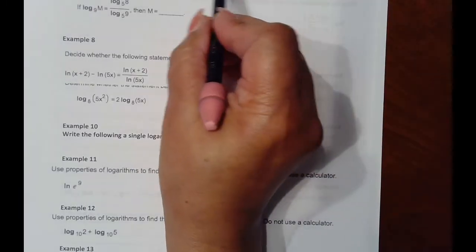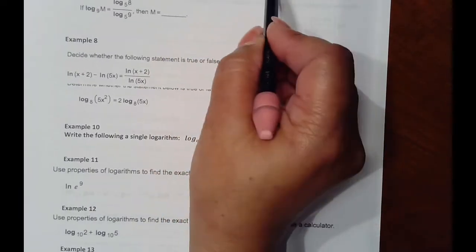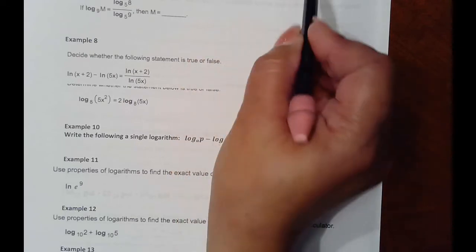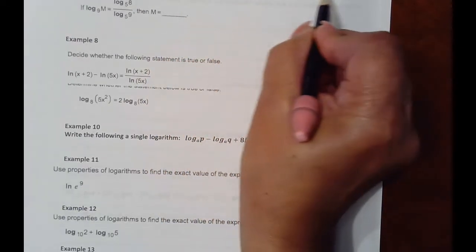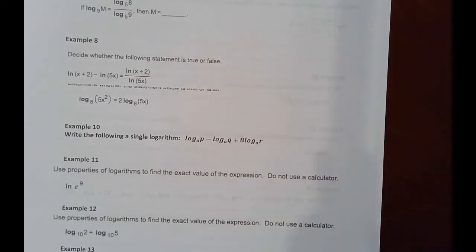So you're deconstructing this: log of M will be the numerator, log of A will be the denominator, and then you assign the base yourself. So you are changing the base, choosing a base that you need to help you simplify the problem. Well, in this problem, let's take a look at what we have here.